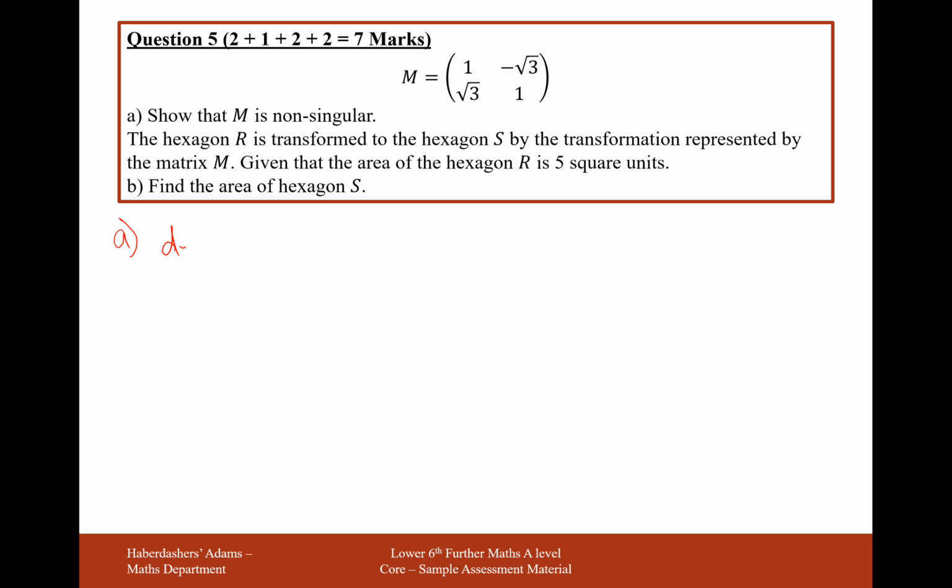To work out the determinant of the matrix, we'll multiply the leading diagonal and subtract the other diagonal multiplied together. So it's going to be 1 take away root 3 times minus root 3, which is minus 3. So here we get a 4. So this is obviously non-singular.